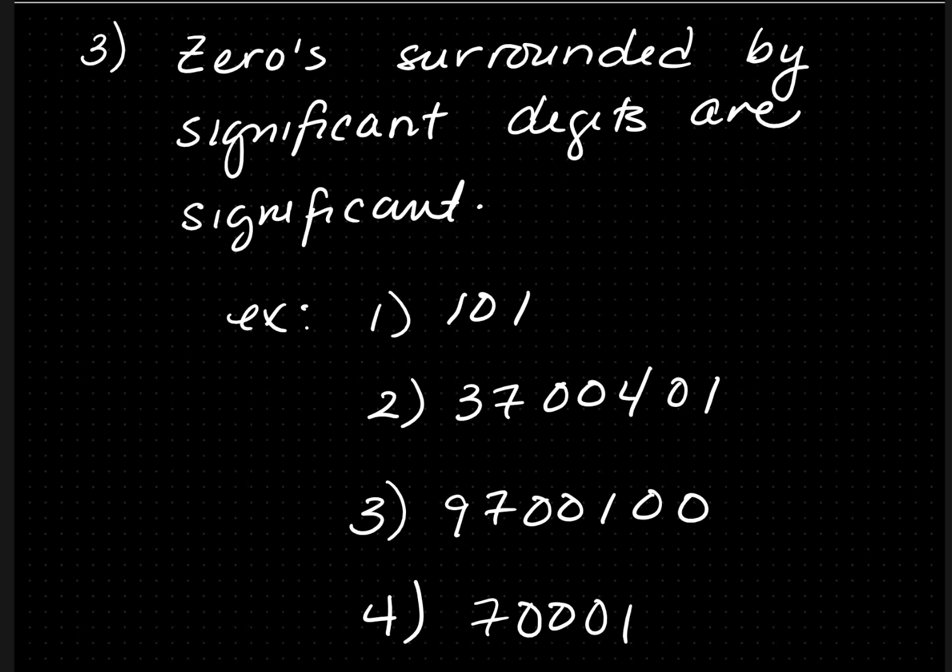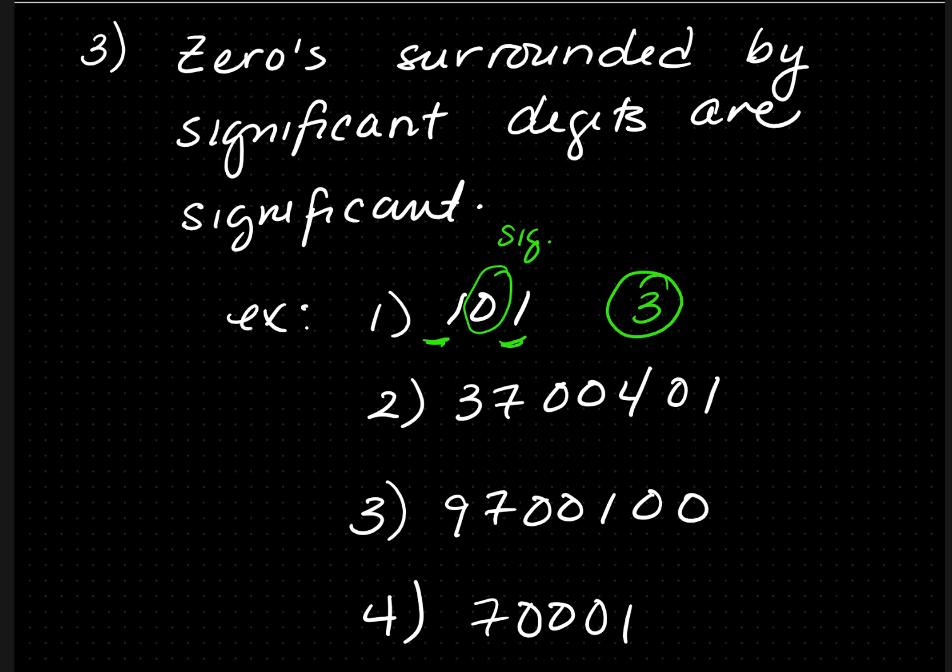Rule 3 states zeros surrounded by significant digits are significant. So if we look at example 1, the 1 in front of the 0 is significant. The 1 after the 0 is significant. Therefore, this 0 is surrounded by significant digits, so it is significant. So this one has 3 significant digits.